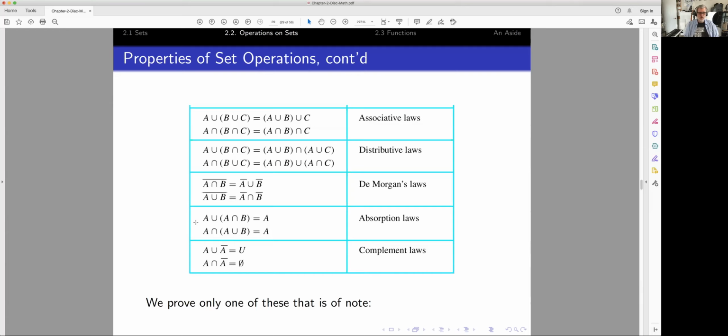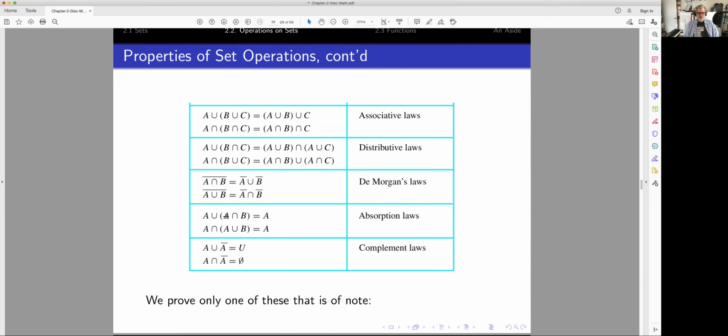Absorption law, not obvious to me either. I've always had a little trouble with that one. I have to read it, to parse it, think, okay, this makes sense. The first one is not so bad, right? Because what it says is that if you take the union of A with A intersect B, you should get A back. So let's think about this.